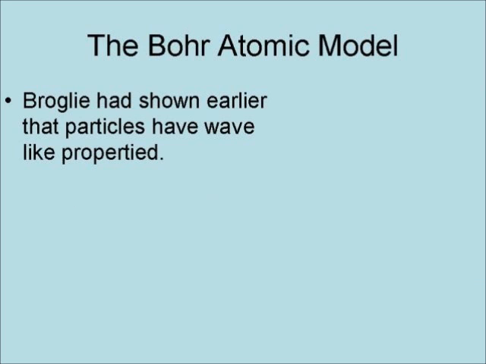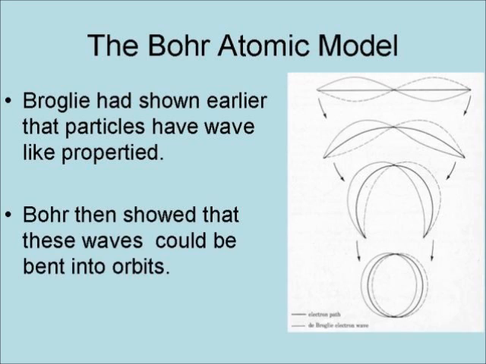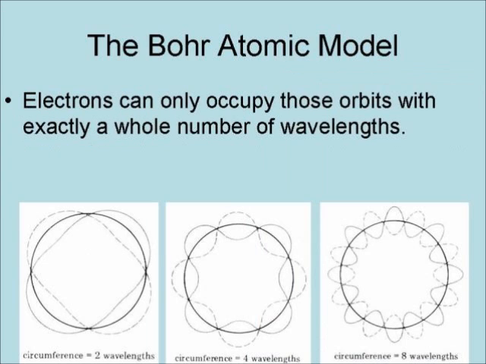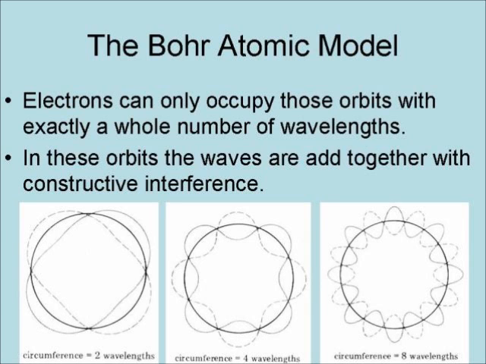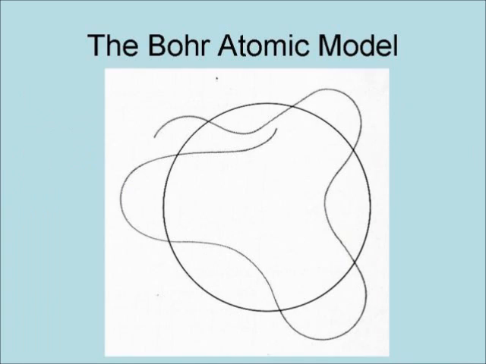The Bohr atomic model was based on the fact that de Broglie had shown earlier that particles such as electrons have wave-like properties. Bohr then showed that these waves could be bent into orbit, like those expected for an electron. Bohr further showed that electrons can only occupy those orbits with exactly a whole number of wavelengths. In these orbits, the waves are added together with constructive interference. A fractional number of wavelengths would destructively interfere and not persist, so an electron cannot occupy such an orbit.